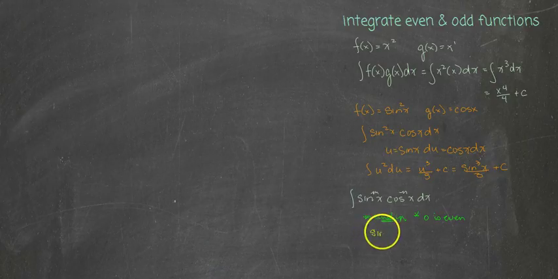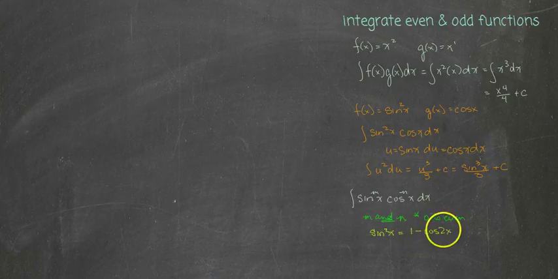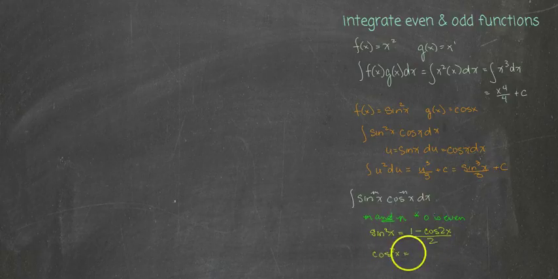Remember that sine squared of x equals (1 minus cos 2x) over 2, so we've doubled the angle, but we've reduced the power. And cos squared of x is almost the same thing, except there's a plus sign.